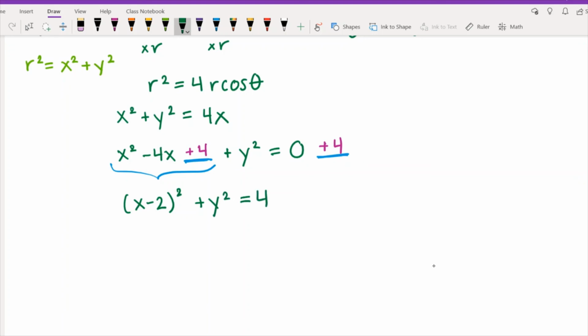And so what does this shape look like? It's a circle with a center of (2, 0). Because when you're subtracting from x, that gives you the x coordinate, and it flips the sign, so it's 2. And then we're not subtracting anything from y, so it's 0. And then what's the radius? The radius is always the square root of the right-hand side, so it's radius 2.